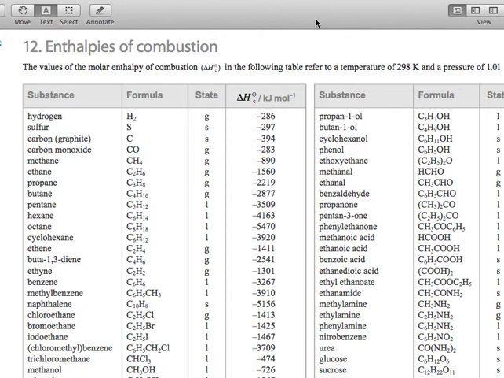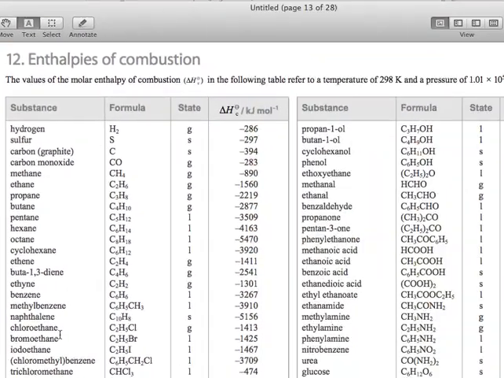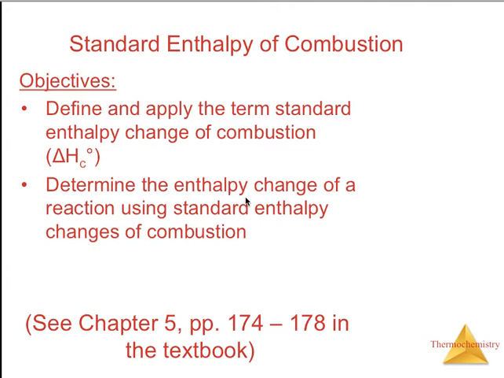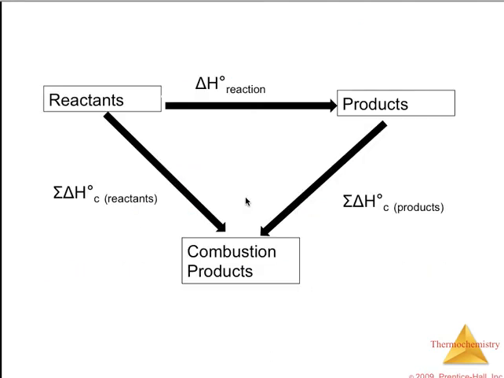That's what they look like: delta HC, standard heats of combustion for different compounds. So how do we use these? It's the same definition: standard conditions, 25 degrees Celsius, 1 atmosphere, which is the same as 101 kilopascals, same as 1.00 times 10 to the 5th pascals.